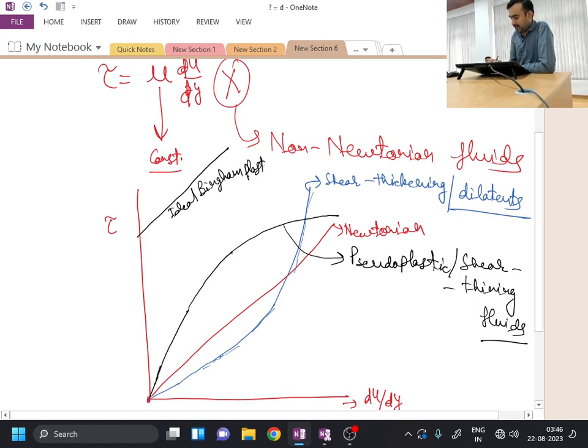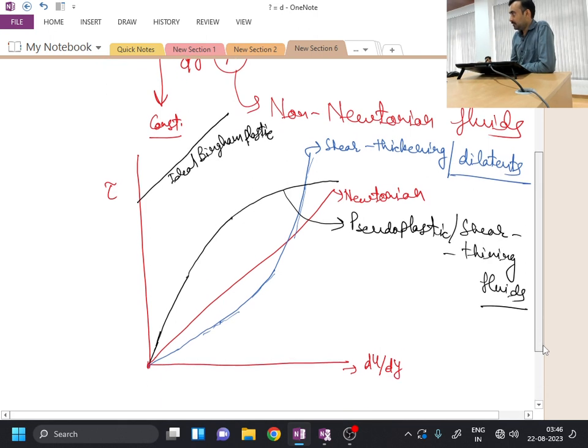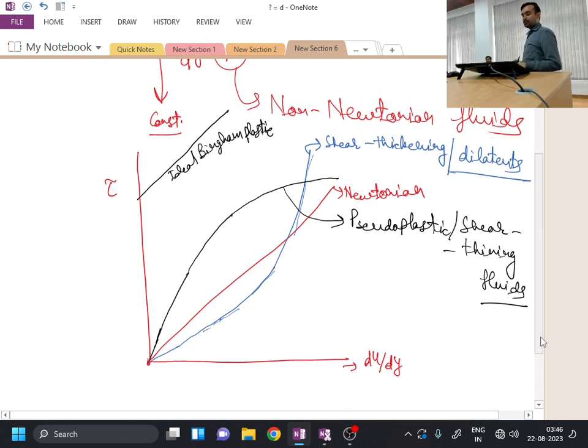So this is called a Bingham plastic fluid. Okay. So what will be happening in case of Bingham plastic? The example is, can you tell me any example? Toothpaste. Okay. So in case of toothpaste, if you see, initially it is behaving like a solid.